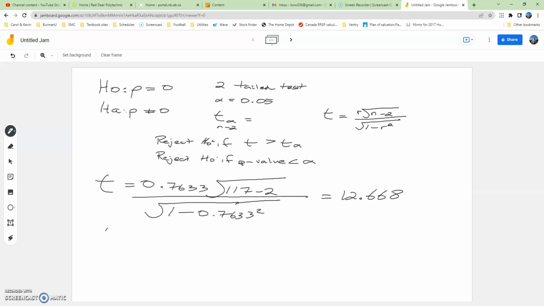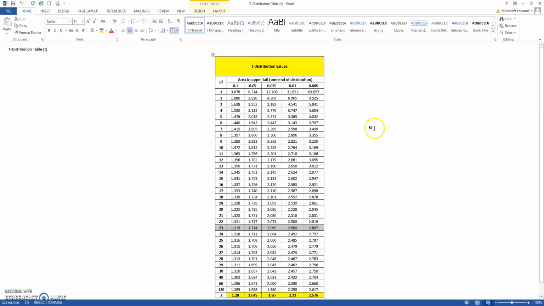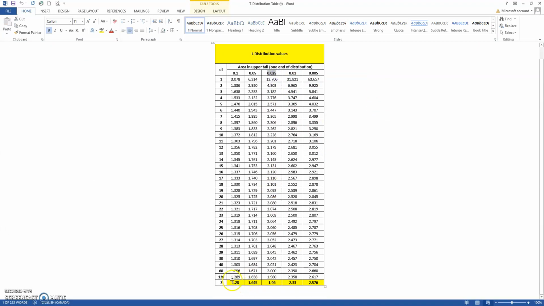We need now to find our critical value. Critical value is going to be based on half of alpha, 0.025. Degrees of freedom is going to be 117 minus 2, which is 115. So generally we go to our t-distribution chart, which you remember from statistics. Here it is. We're going to be looking at this column, but we don't have 115 degrees of freedom. We know it's going to be a little bit more than degrees of freedom 120, 1.98.